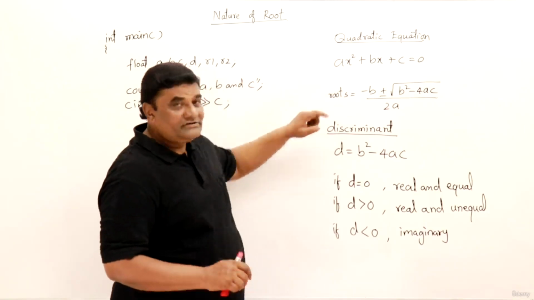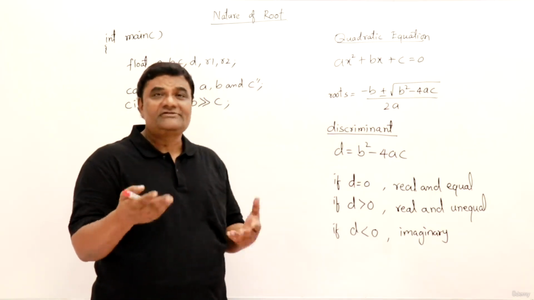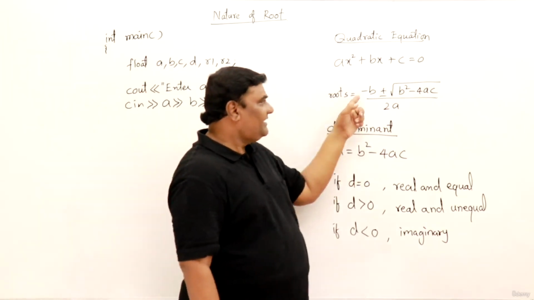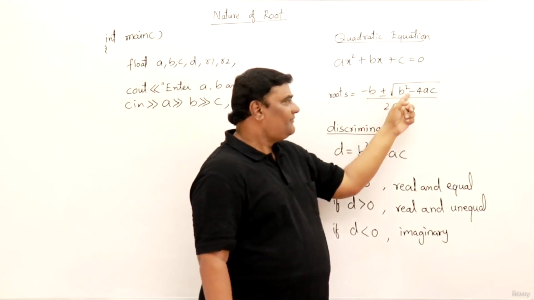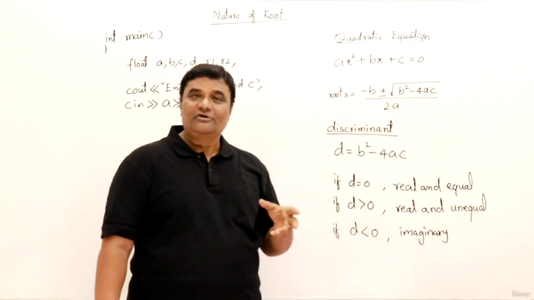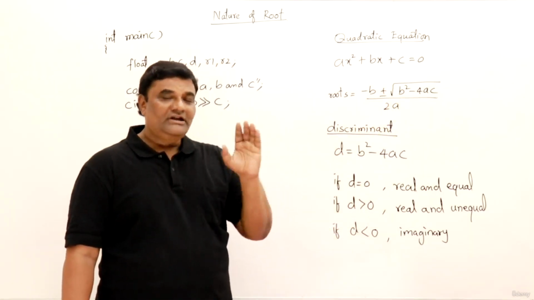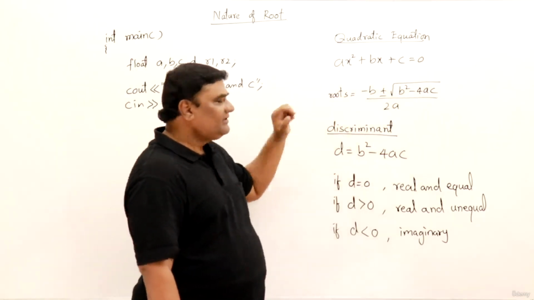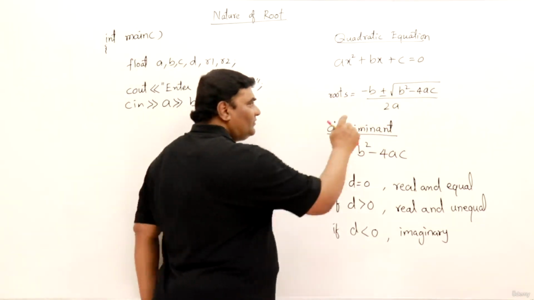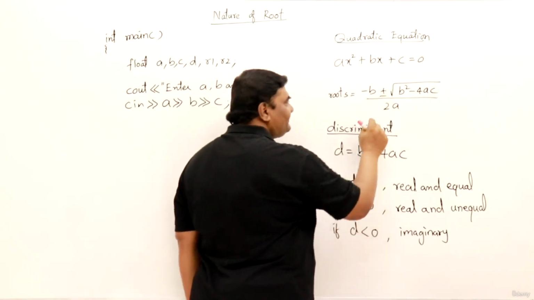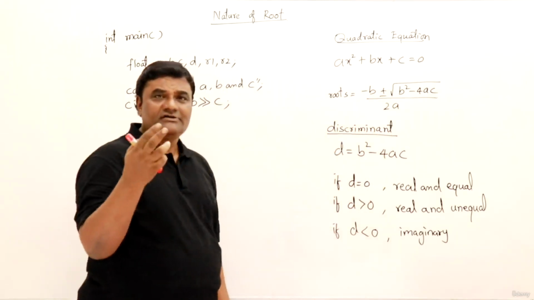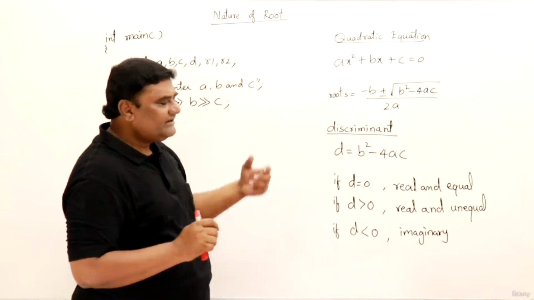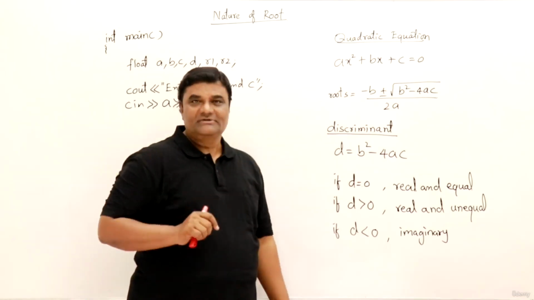Then roots, what is the formula? Every student knows this one. The formula is minus b plus or minus square root of b square minus 4ac by 2a. Now, if you know the values of a, b, c, you can substitute them here and get the root. And for getting the other root, we take minus, and we get another root. So actually we get 2 roots, because this is quadratic. So 2 values of x are possible.